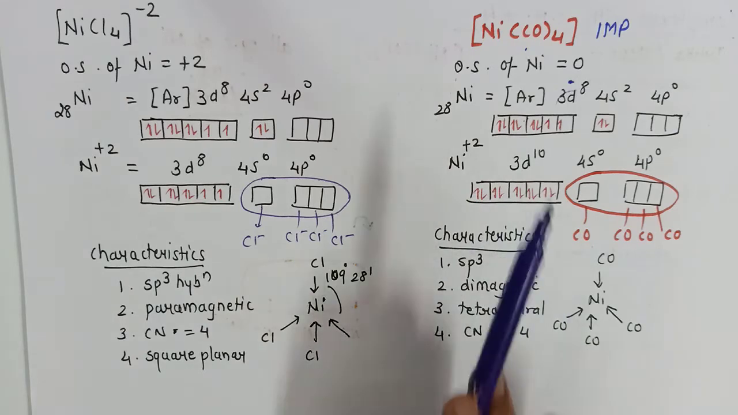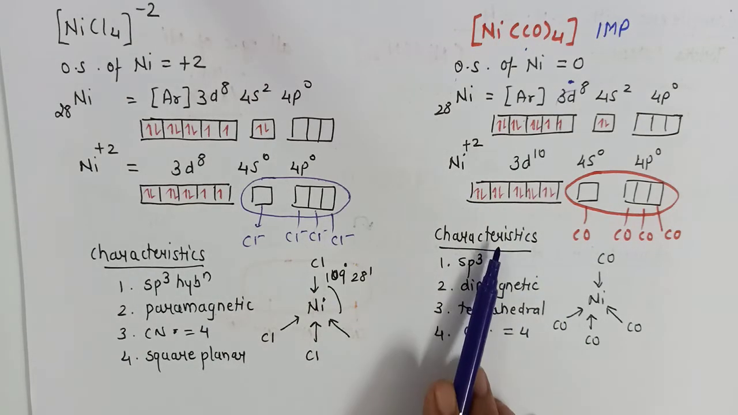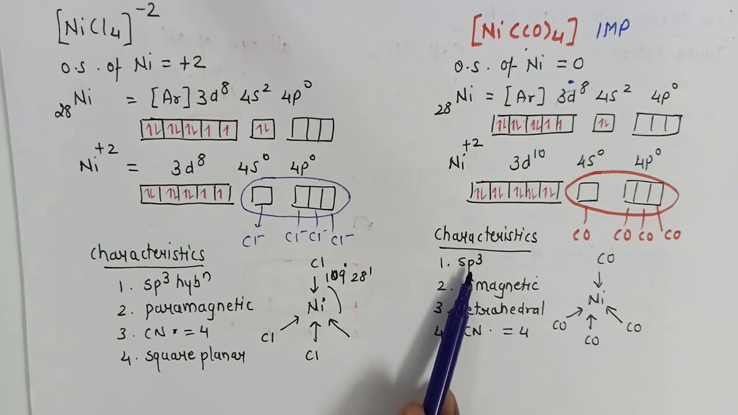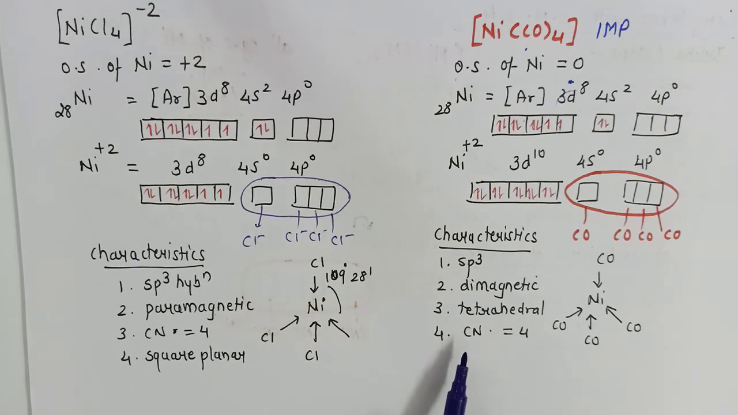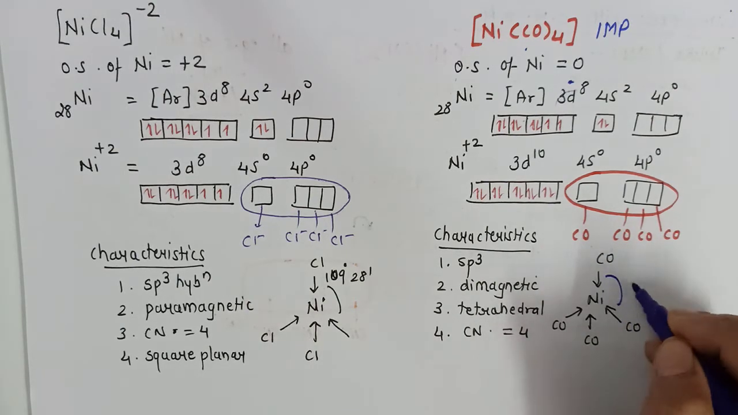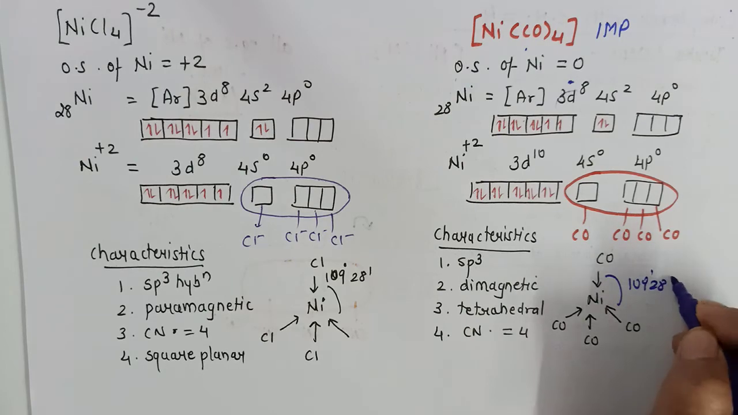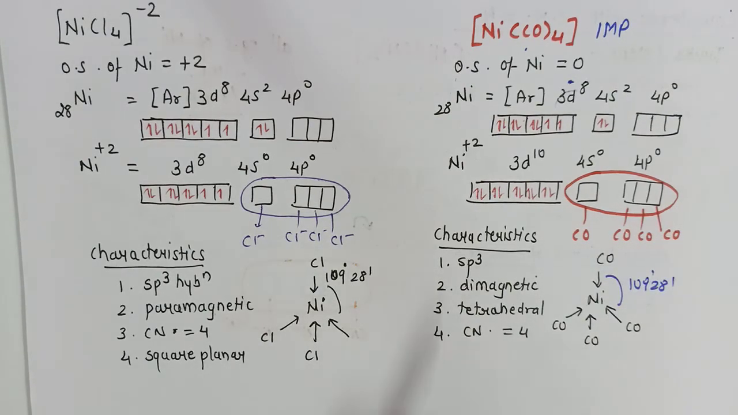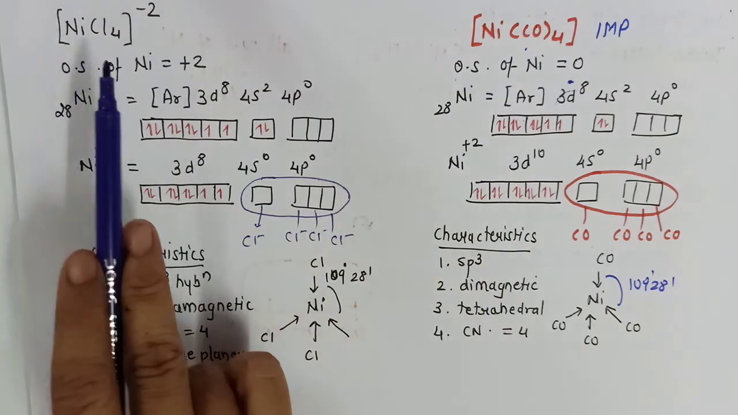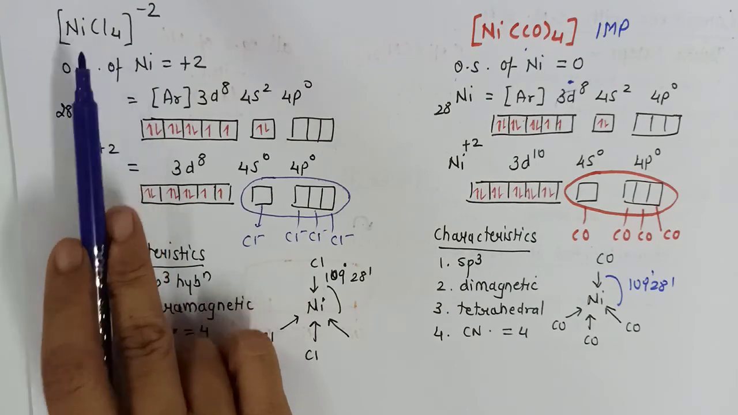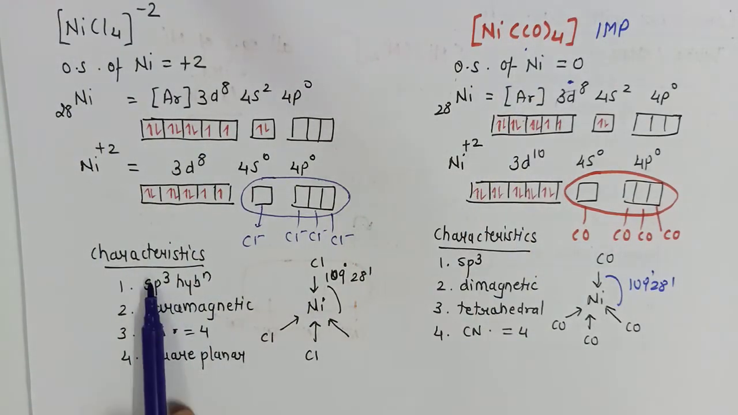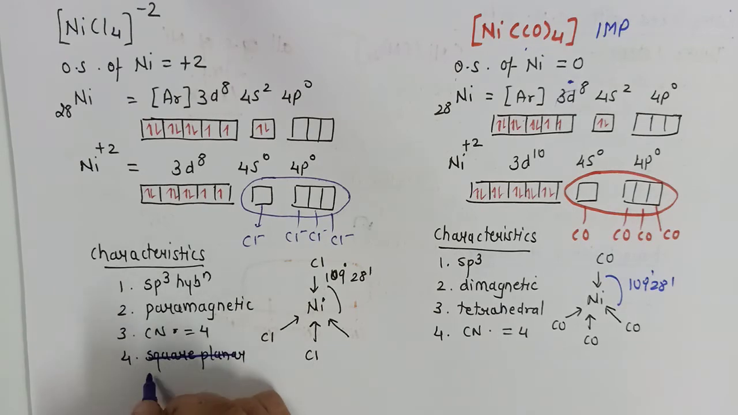And due to this exception, this is an important example. So what are the characteristics? It undergoes sp3. It is diamagnetic in nature because there is no unpaired electron, tetrahedral, and coordination number 4. So it has a 109 degree 28 minute bond angle. This becomes the structure. Okay, now see both these examples, both complexes of nickel. One has chloride as a ligand, another has carbonyl as a ligand. Both undergo sp3 hybridization, both have coordination number 4, both are tetrahedral.